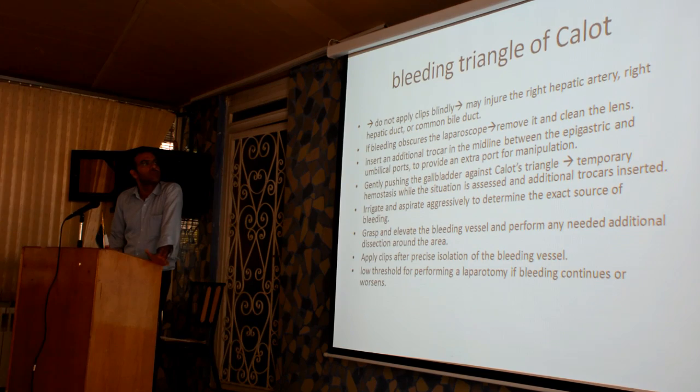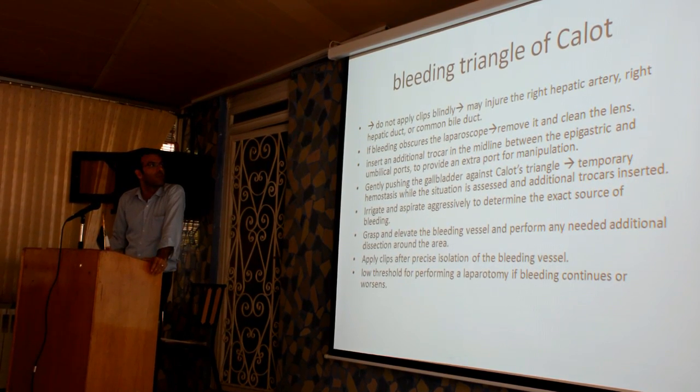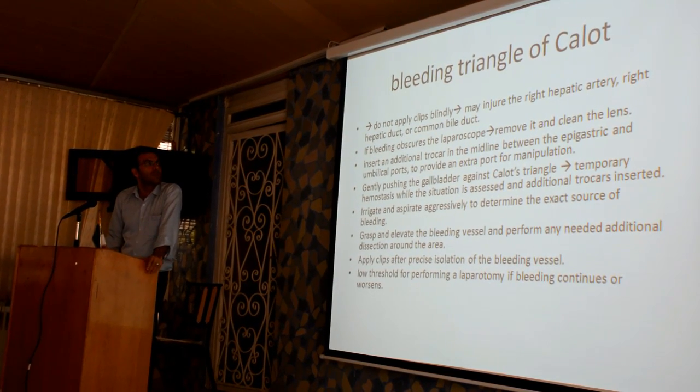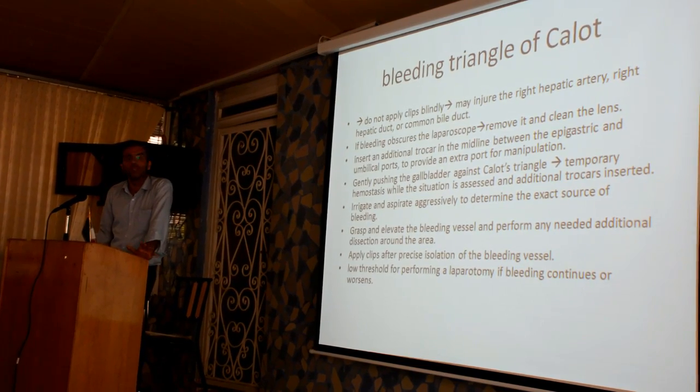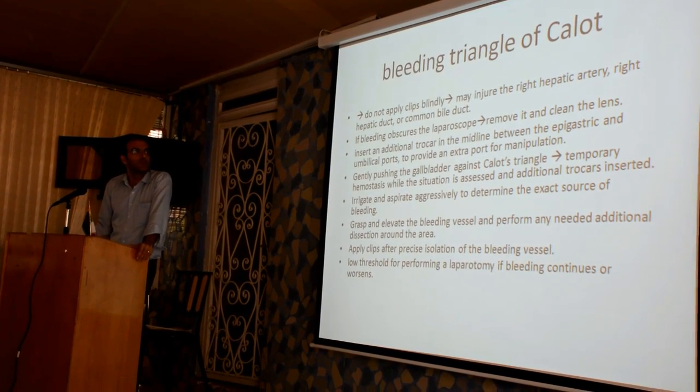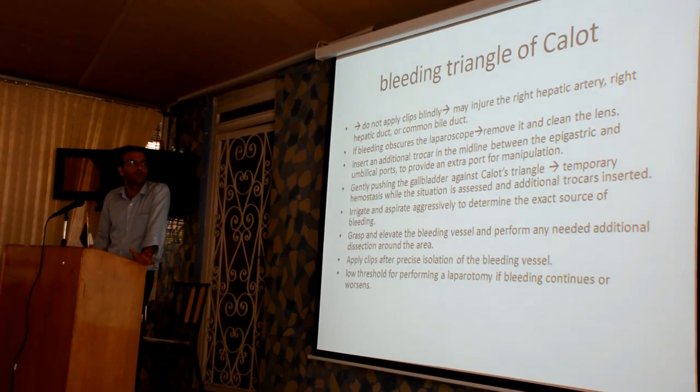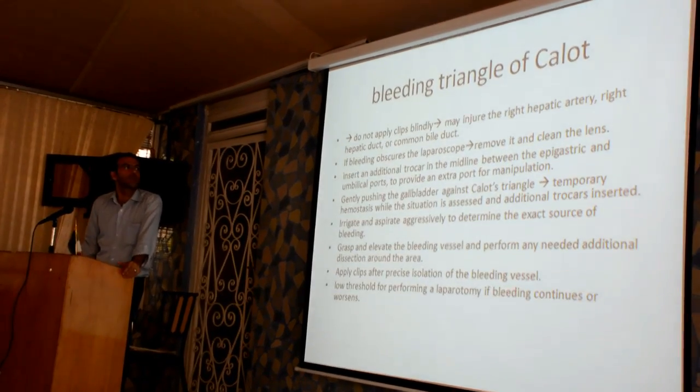Another site of bleeding is the triangle of Calot. It's important not to apply clips blindly, due to the risk of injuring the right hepatic artery, right hepatic duct, or common bile duct.